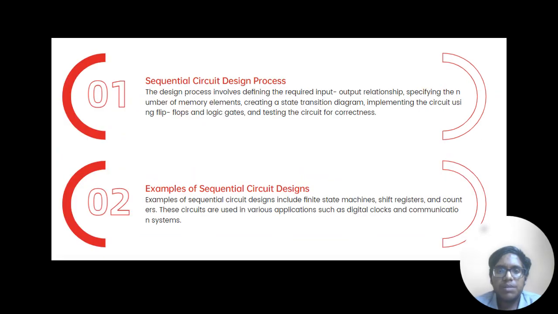Sequential circuit design process. The design process involves defining the required input-output relationship, specifying the number of memory elements, creating a state transition diagram, implementing the circuit using flip-flops and logic gates, and testing the circuit for correctness. Examples of sequential circuit design include finite state machines, shift registers, and counters. These circuits are used in various applications such as digital clocks and communication systems.